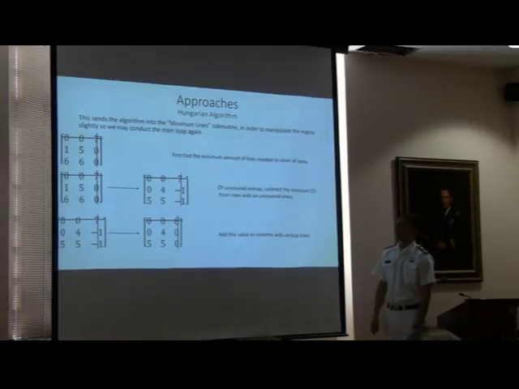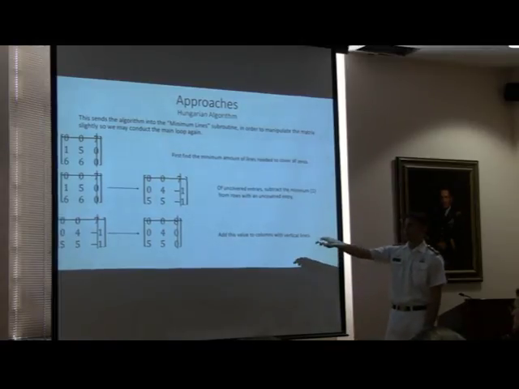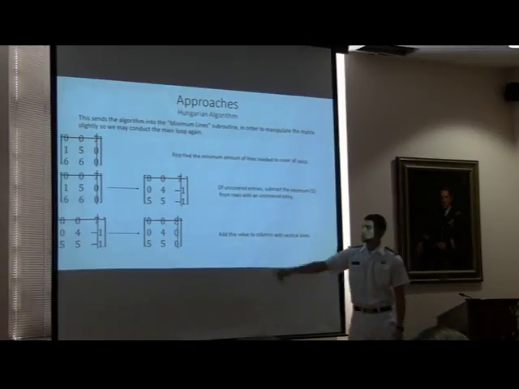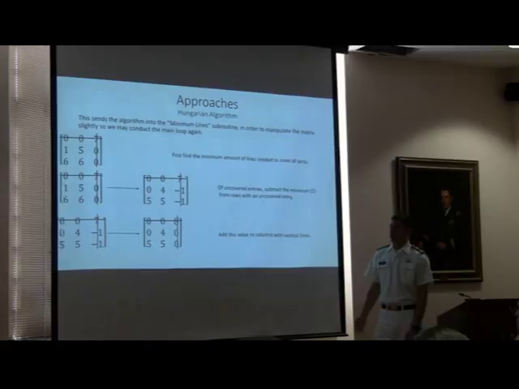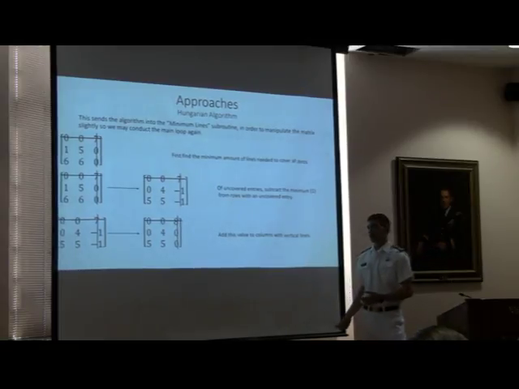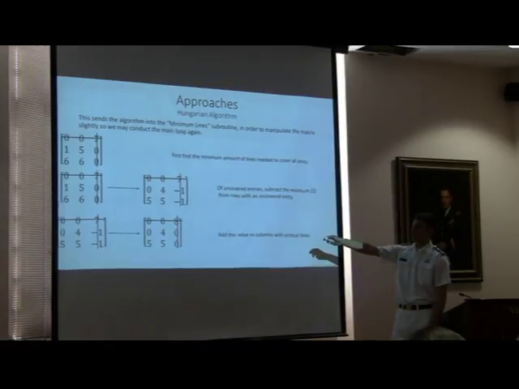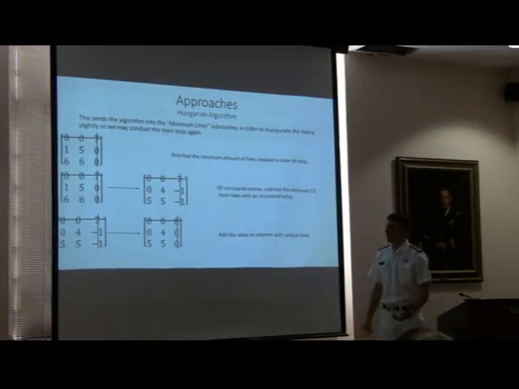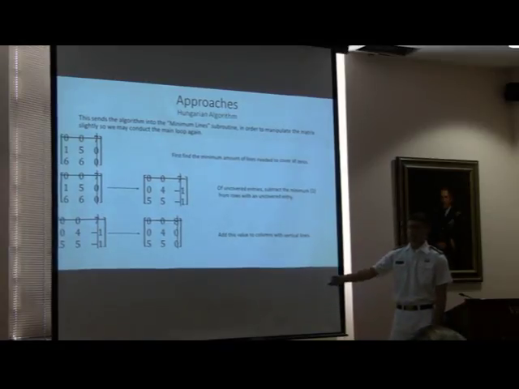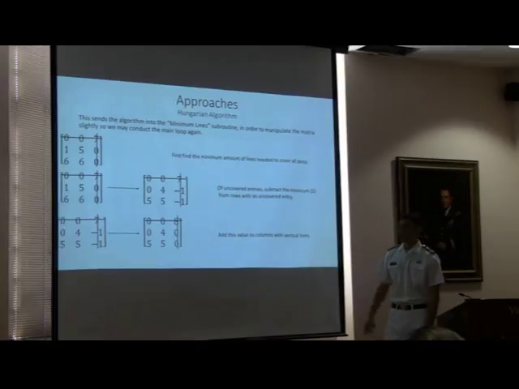First, you find the minimum amount of lines that's needed to cover all of the zeros in your matrix. And by inspection, we see that's right here. Of the uncovered entries, subtract the minimum from rows that have an uncovered entry. So row 2 and row 3, they have uncovered entries. We see that the minimum is 1 of those 2 rows. And we're going to subtract that from all rows that contain an uncovered entry, i.e. row 2 and row 3. That's what we do here. We subtract 1 from every entry. Now the next step is to add that value to columns with vertical lines, which will get rid of these negatives and make this 7 turn into an 8.